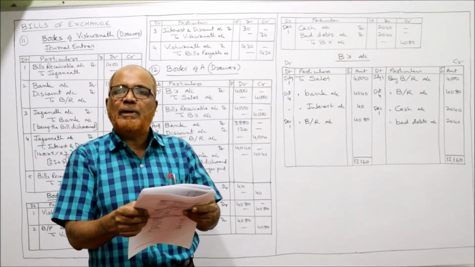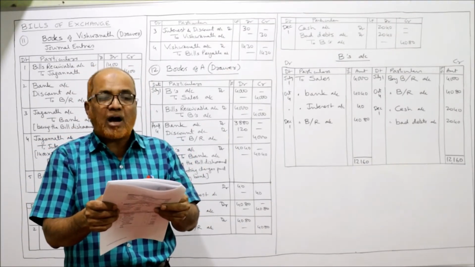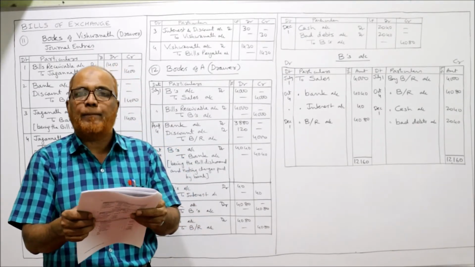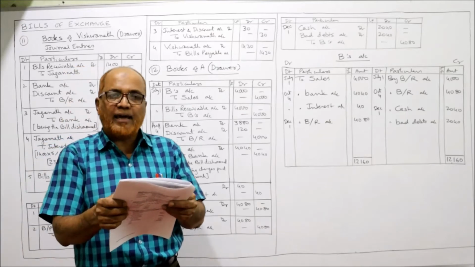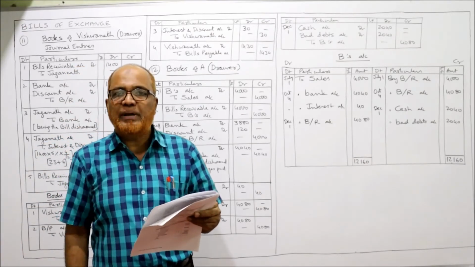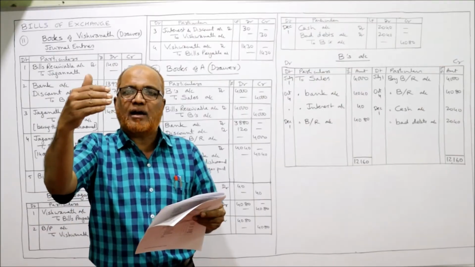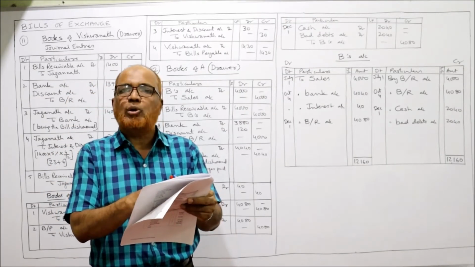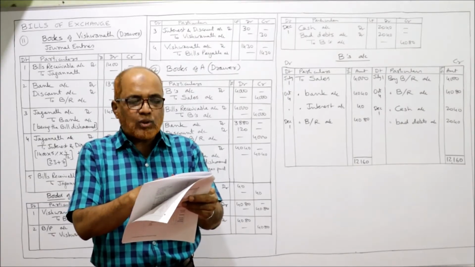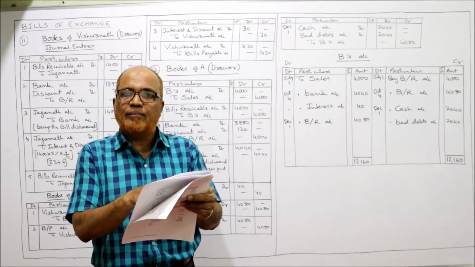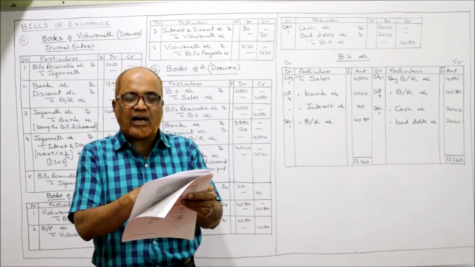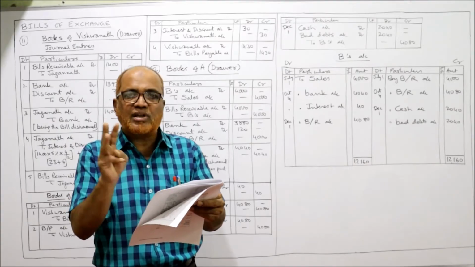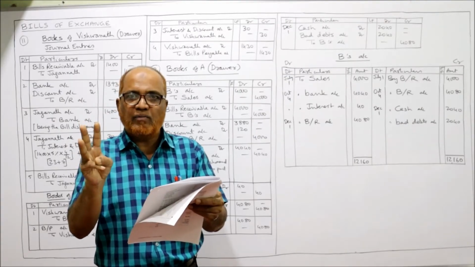B accepted the bill and returned it to A, who discounted it on 4th August with his bank at 12% per annum. So A has discounted the bill with the banker. So again, bank account debtor, discount account debtor to bills receivable. We have to calculate how much the discounting charges are. 12%. Actually, the bill was drawn on 1st July, but it is discounted on 4th August. So what is the duration of the bill? The duration of the bill was 3 months.